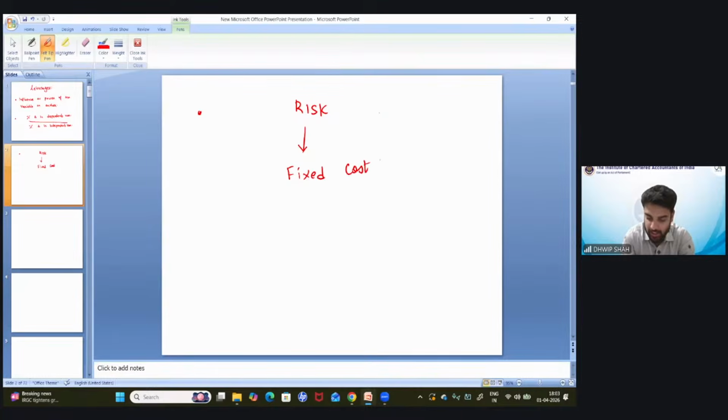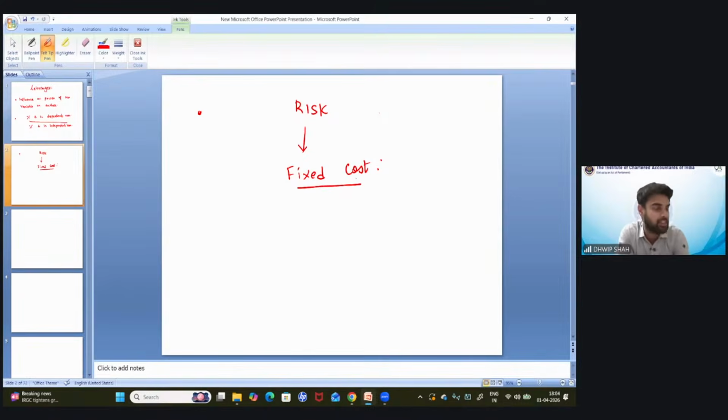See, risk in the organization can be due to multiple factors. Geopolitical risk is one of the risks of organization. Fixed cost is a risk in organization. Employees not working professionally is also a risk. US tariffs or tariffs globally is a risk. So there are multiple risks, but in this chapter, we are specifically targeting risk in the form of fixed cost.